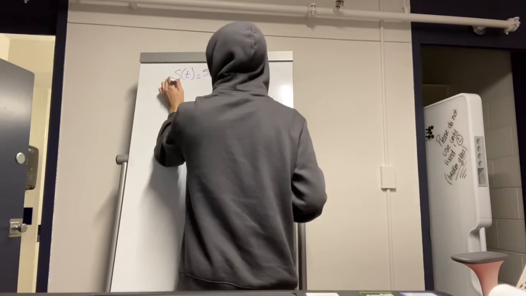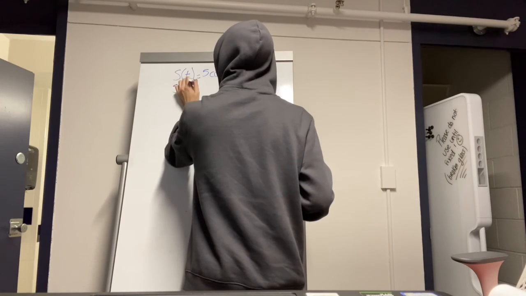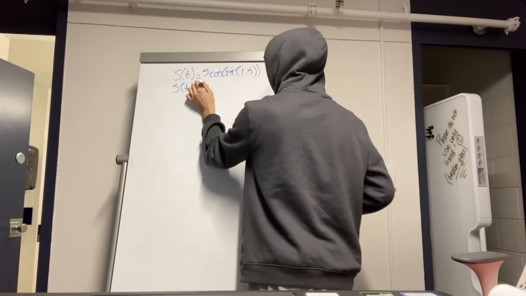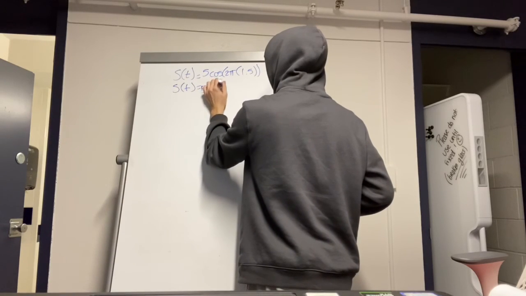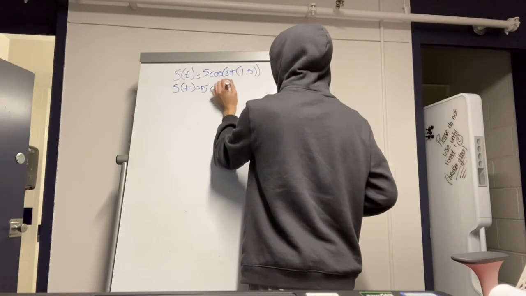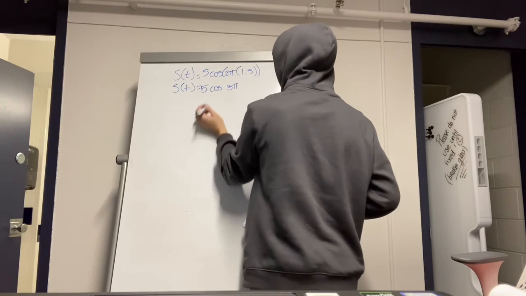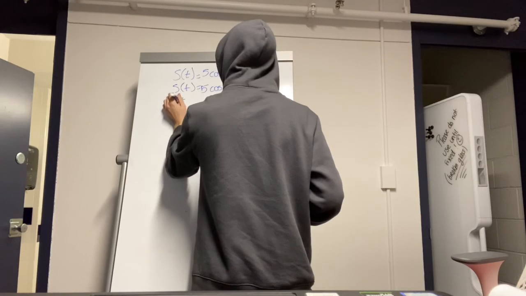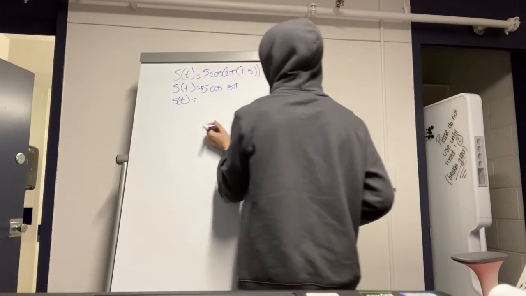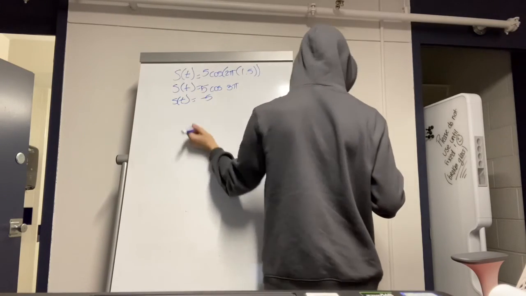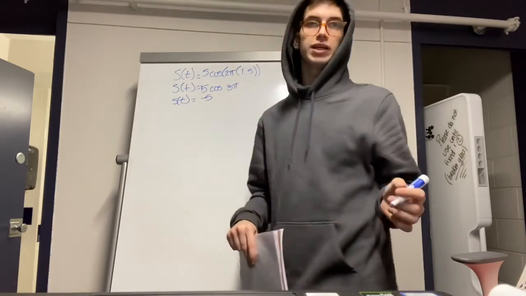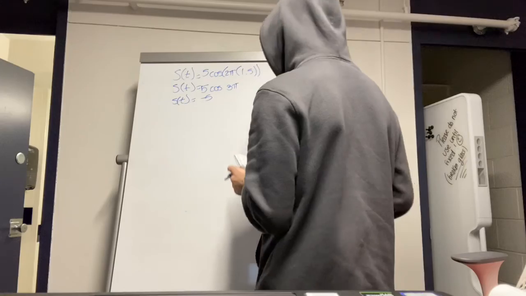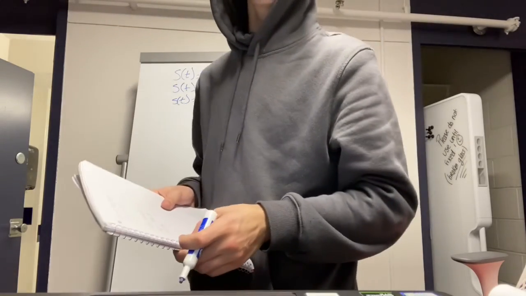Here, s of t equals 5 cosine 3 pi, and this equals negative 5. From here, we are going to use our point slope form to find the equation for the tangent line to the function.